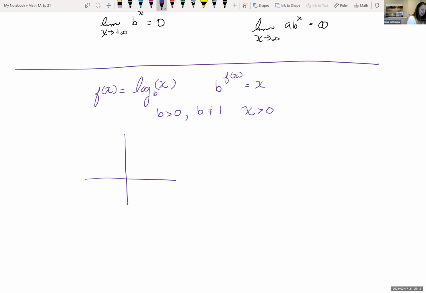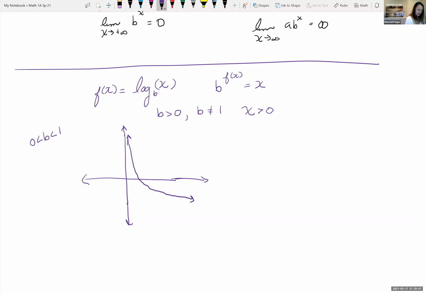or whether the base of our log is bigger than 1. If b is between 0 and 1, our graph is going to look like this. Notice our graph does not extend past x equals 0 to the left. There are no values of x in here which are 0 or negative. So our domain is positive.